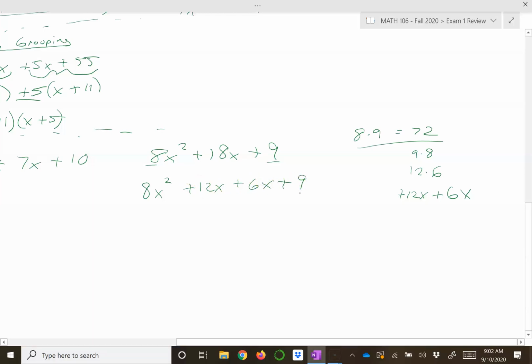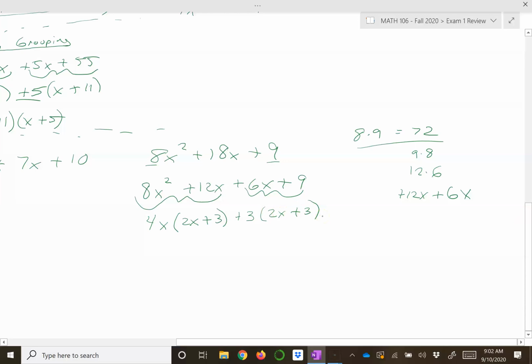This is wonderful. Now we're back to a factor by grouping problem. Let's start with the first group. I'm going to take out a 4, right? That's the largest integer that divides both evenly. And then the lowest power is an x. So I'm left with a 2x plus 3. All right? And then the second grouping, I take out a 3. And I'm left with 2x plus 3.